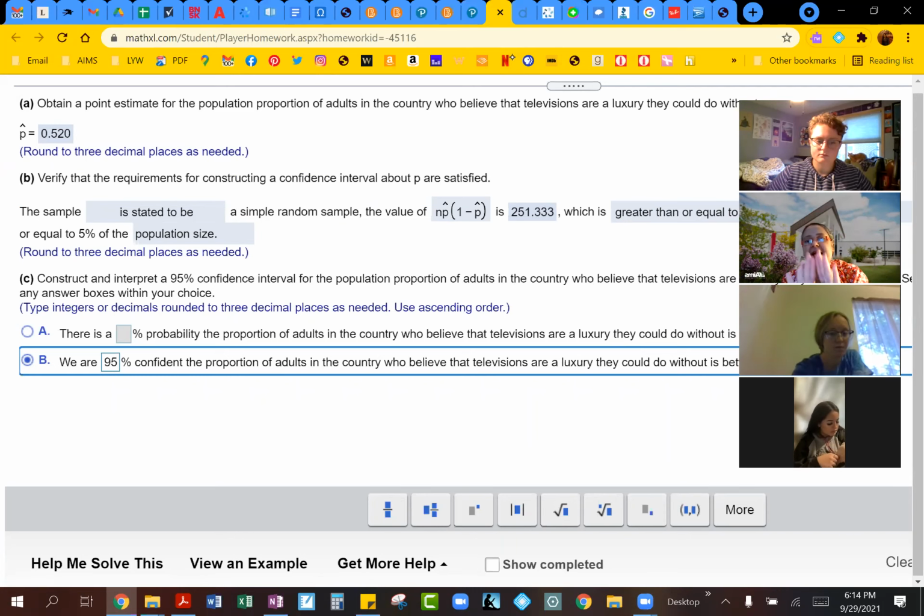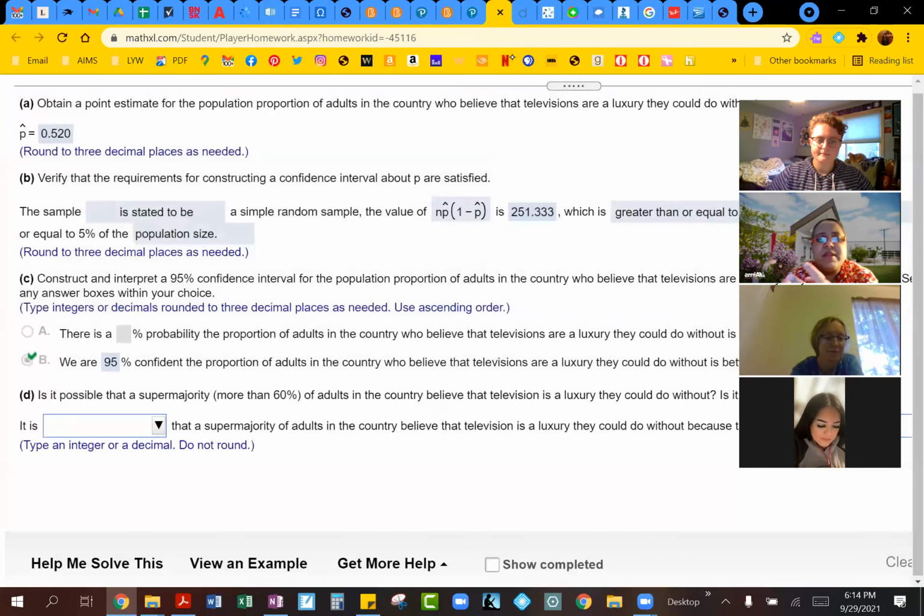So we are saying if we had to extend this out to the entire population, it wouldn't exactly be 52%. It would be somewhere between 48.9 to 55.1. So does that kind of make sense of what the confidence interval is about? Yeah.